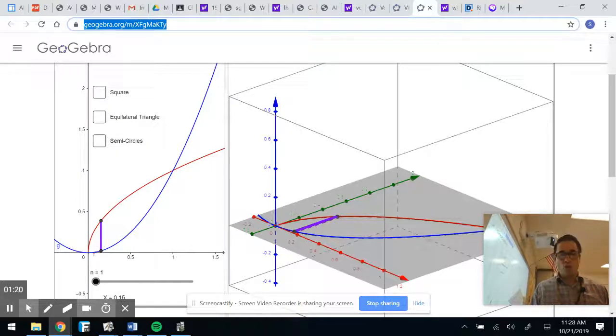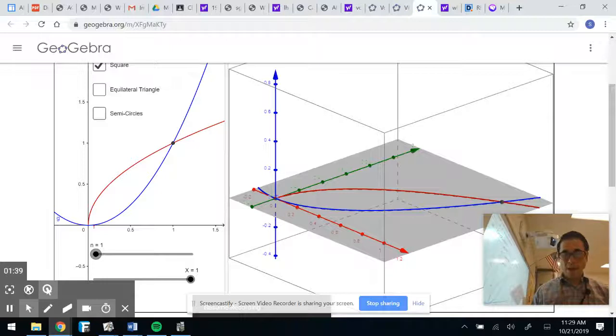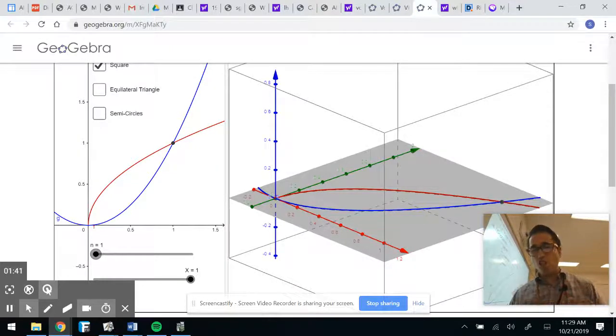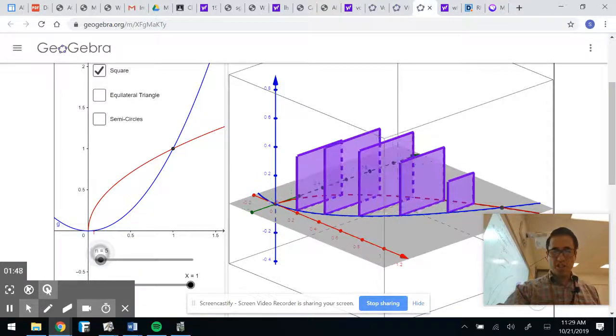Now what I'm going to do is build an object on that region. If you look at the red to the blue, I'm going to build an object on that region, and I'm going to build it with shapes: squares, equilateral triangles, and semicircles. Now check out this cool website. I clicked squares up there, and let's say on that region I wanted to build an infinite amount of squares. Check that out, right?